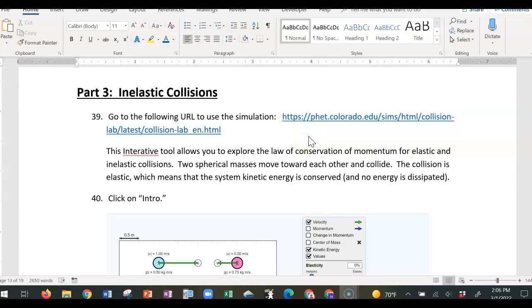This webcast continues the discussion of the lab on conservation of momentum. Now we are beginning part 3, where we're looking at inelastic collisions. This part 3 uses the same University of Colorado simulation that we were using for part 2.